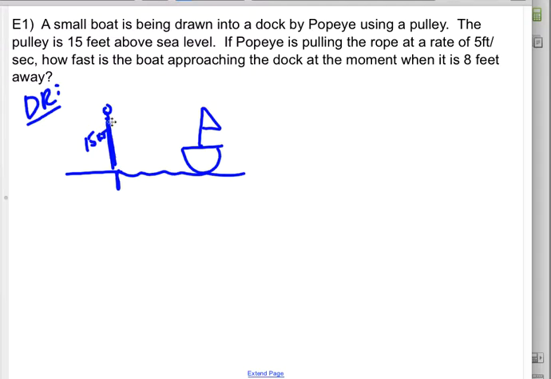There's a pulley that is 15 feet above sea level, right? So here's the dock and there's the sea level. Okay, so that 15 feet can be labeled as a constant because the pulley's not moving, right? So a rope goes through the pulley and attaches to the boat, which we're just going to assume has its hull at sea level.